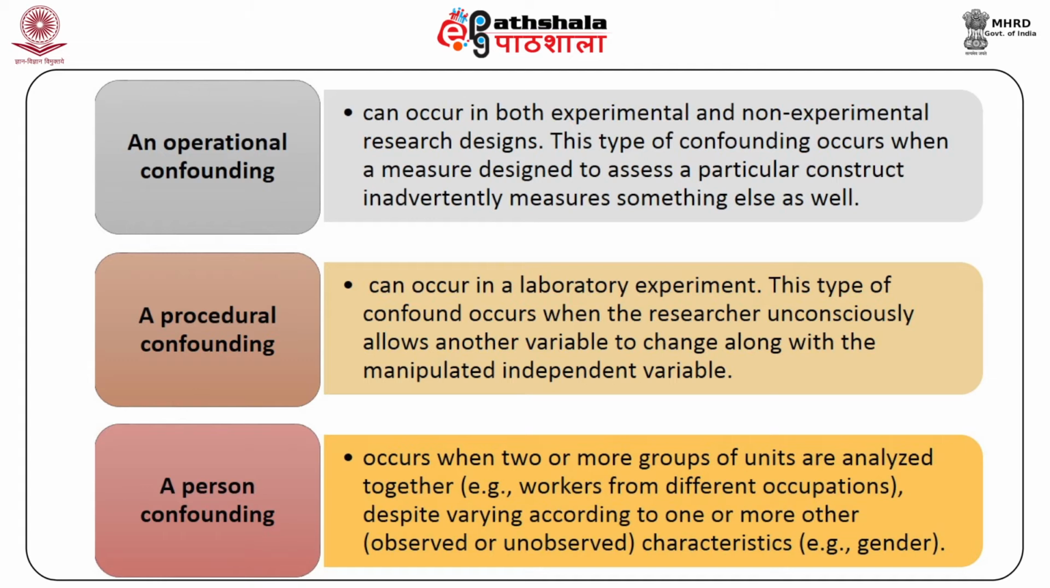A person confounding occurs when two or more groups of units are analyzed together. Example, workers from different occupations, despite varying according to one or more other observed or unobserved characteristics. Example, gender.